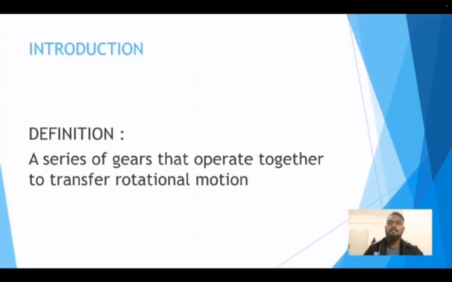Gear trains refers to a series of gears that operate together to transfer rotational motion. Simple and compound gear trains are normal. Epicyclic gear trains provide angular movement between gear axes. When reducing speed or gaining mechanical advantage, gear trains are necessary. If the distance between the shafts is neither too short nor too long for a single gear, we have a gear train.